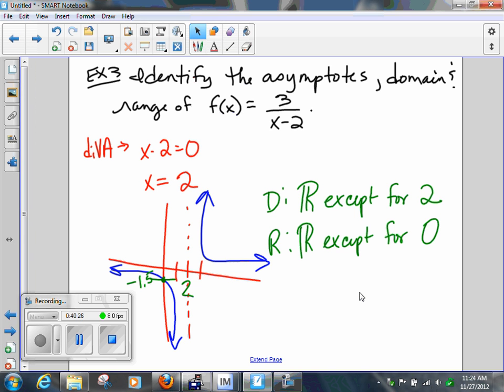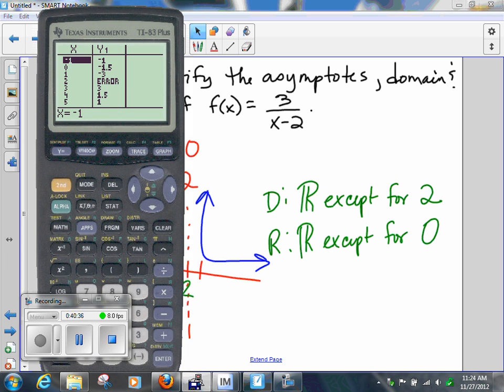Do you have questions on this? Yes. Because it approaches the x-axis, but it never crosses. And if you don't believe me, go to your table again and do this for like 30 minutes and see if it ever hits 0. It won't. Okay?